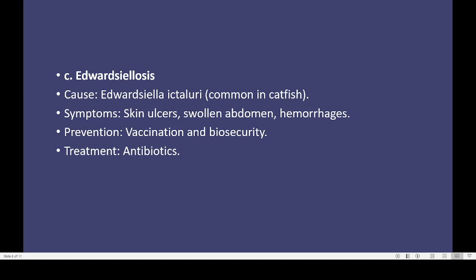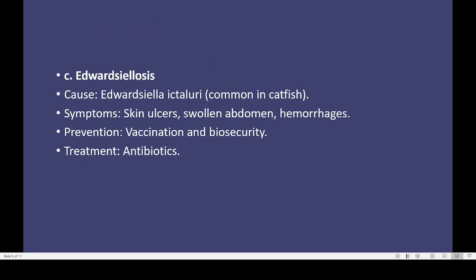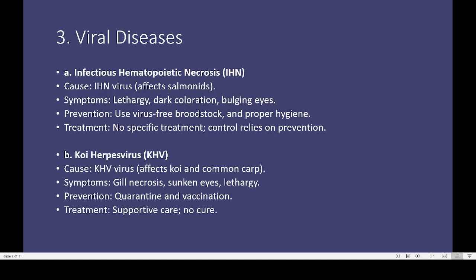So in the case of bacterial disease, we have columnaris disease, Aeromonas infection, then we have Edwardsiellosis. Then viral diseases are there. Coming to viral diseases, one is infectious hematopoietic necrosis, IHN. It is mainly affecting salmon. The symptoms are dark coloration, lethargy. Lethargy means tiredness, and the eyes will be bulging. Infectious hematopoietic necrosis is a viral disease.